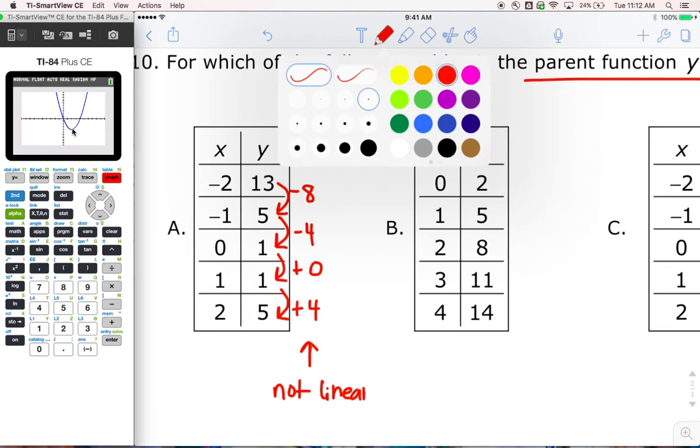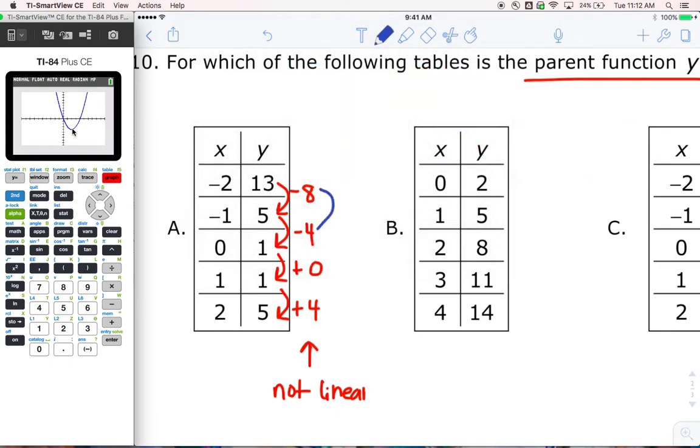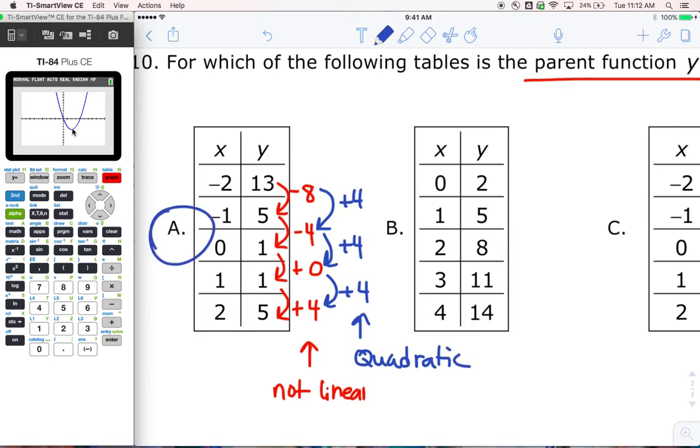To see if it's quadratic, we have to now compare these numbers. How do I get from -8 to -4? Well, I add 4. -4 to 0, I add 4. 0 to 4, I add 4. Okay, this right here, these second differences matching, this is what tells us that this is, in fact, quadratic. So we can choose A.